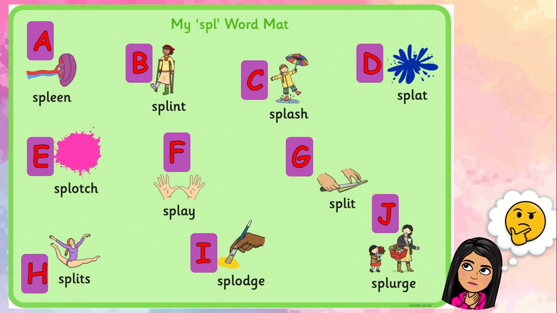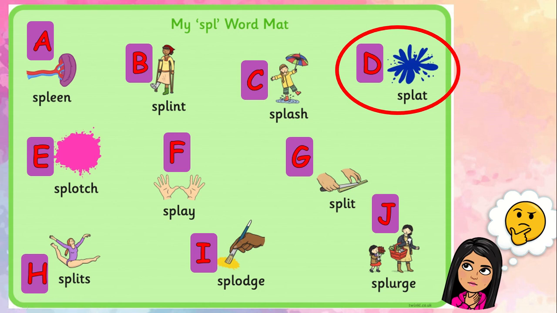Now, what you're going to do is listen carefully to the word that I will say, and you tell me what letter I said. Okay? First word. Splat. Which letter is splat? You're right. It's letter D. Let's read the word again. Splat. Are you ready for the next word?